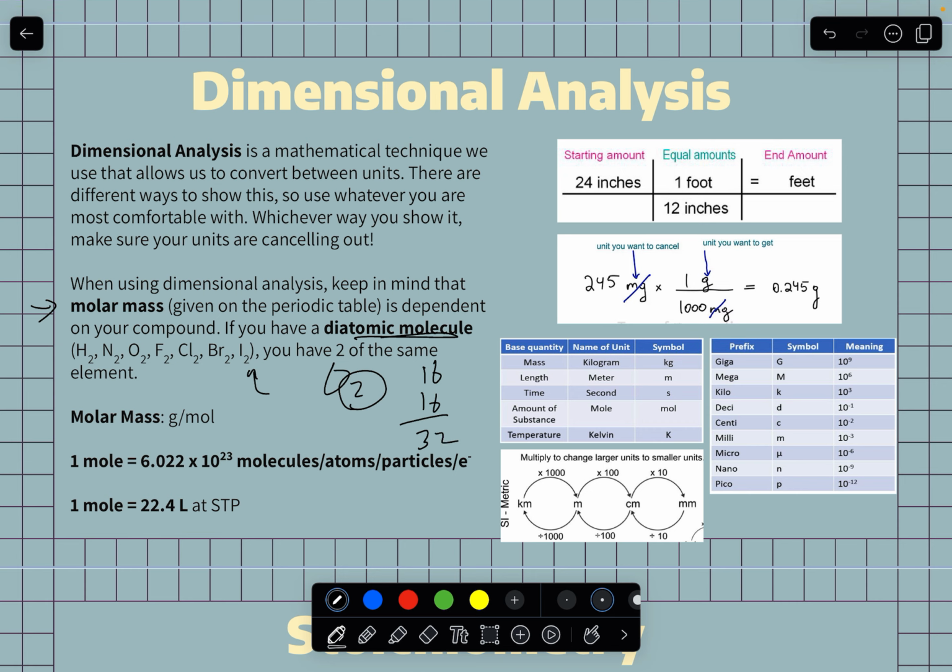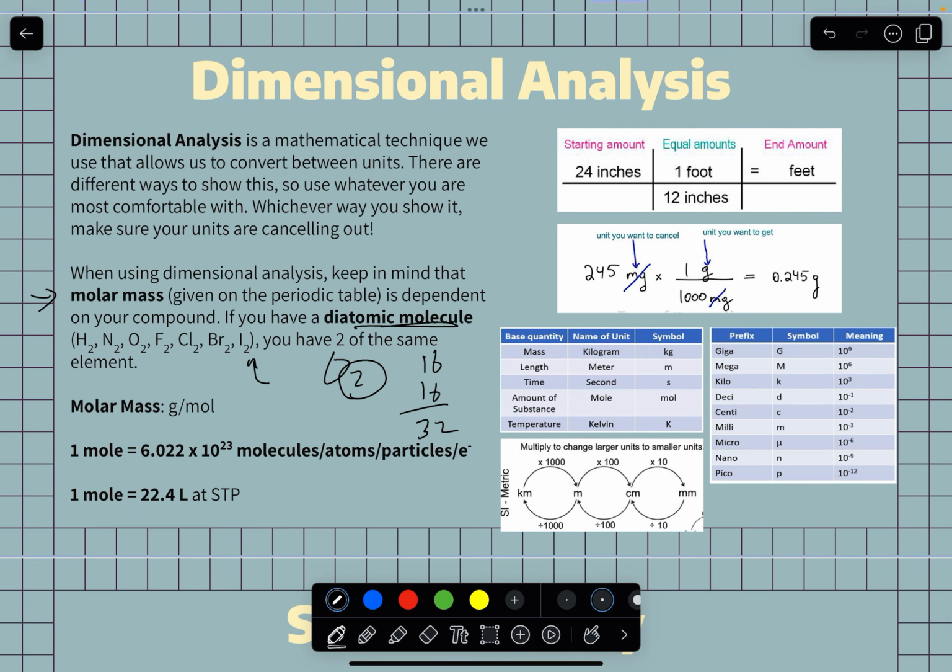That's an easy way to get tripped up. Okay. So remember, molar mass has the units of grams per mole. So either the 32 grams on top per 1 mole of O2, or you could do 1 mole of O2 on top per the 32 grams on the bottom.